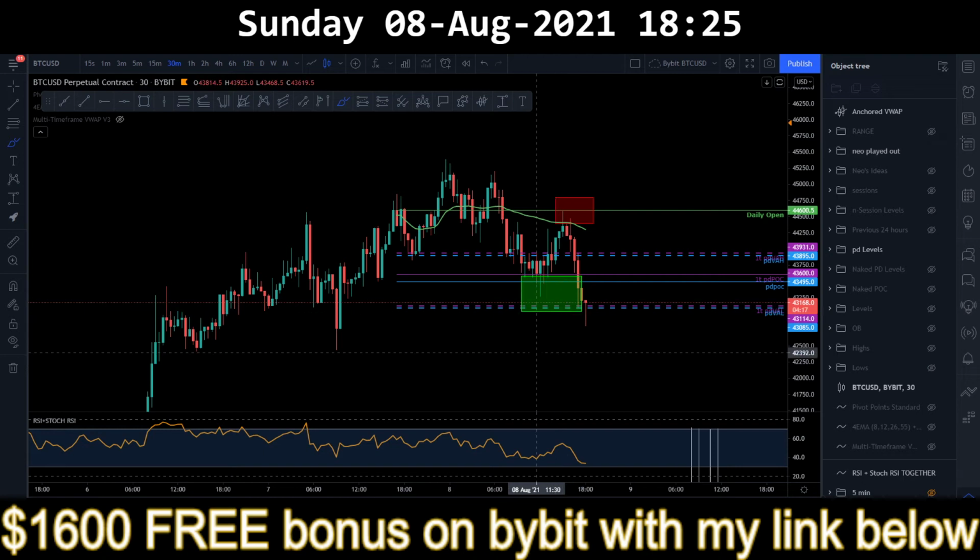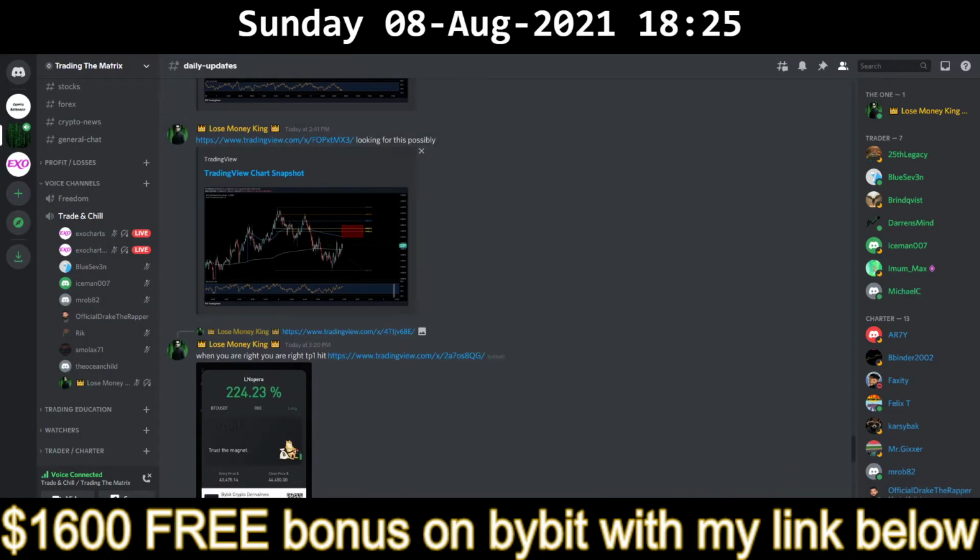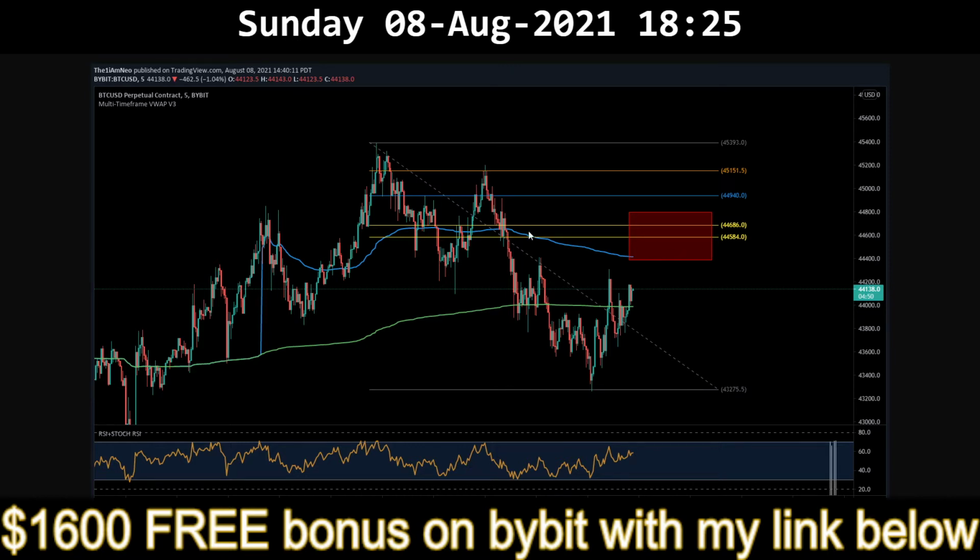Because as you can see, I think the invalidation of this idea would probably be somewhere down here, right? The invalidation. And then we were also talking about a short opportunity coming up around this red box area, because again, you did have the 618.